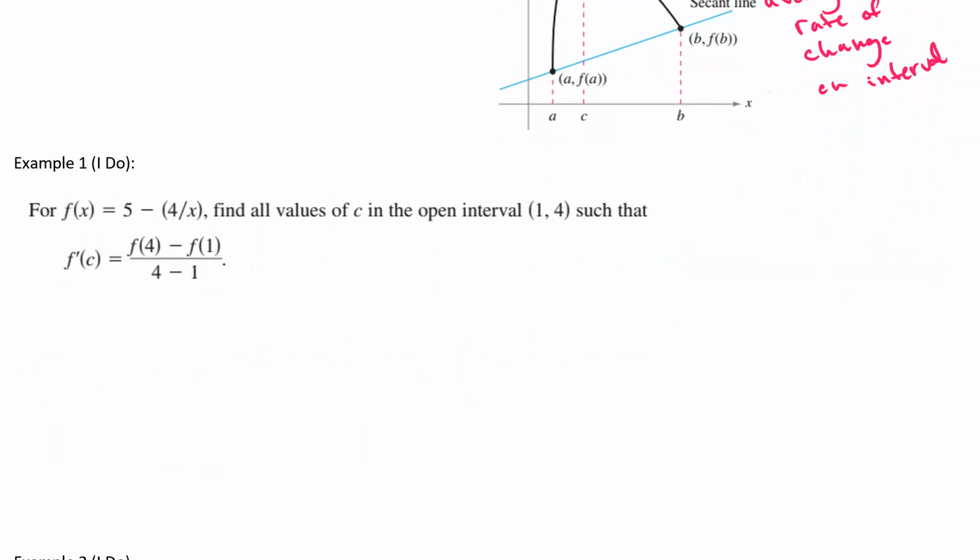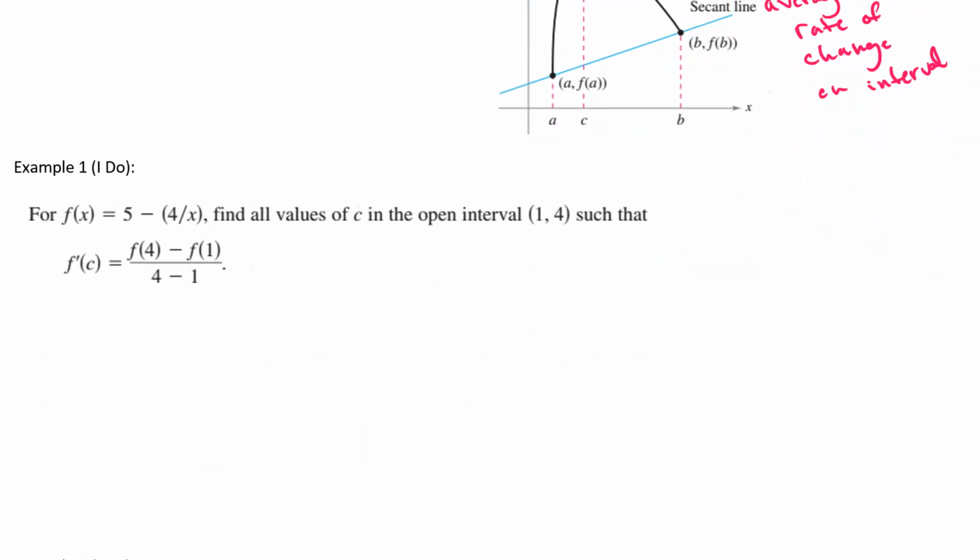So we're considering this function 5 minus 4 over x, and we're looking at the open interval 1 to 4. So we're going to have to find f of 1 and f of 4 in order to find that average rate of change. So f of 1 would be 5 minus 4 divided by 1, or 1. And f of 4 would be 5 minus 4 divided by 4, or 4. All right. And we also need our derivative.